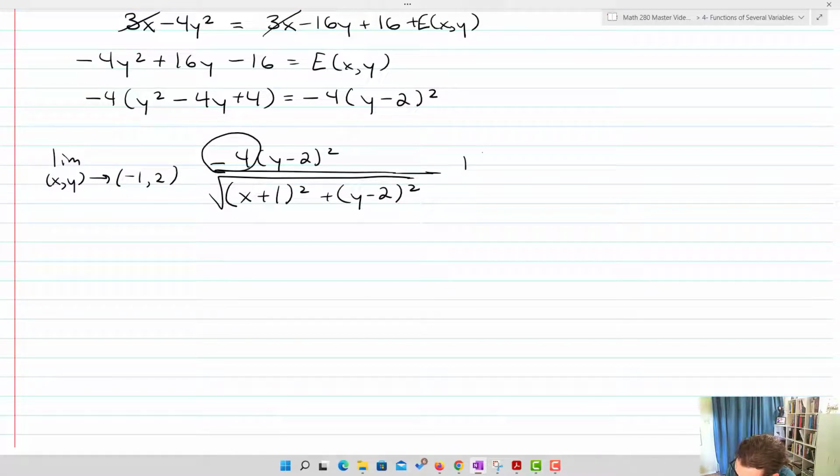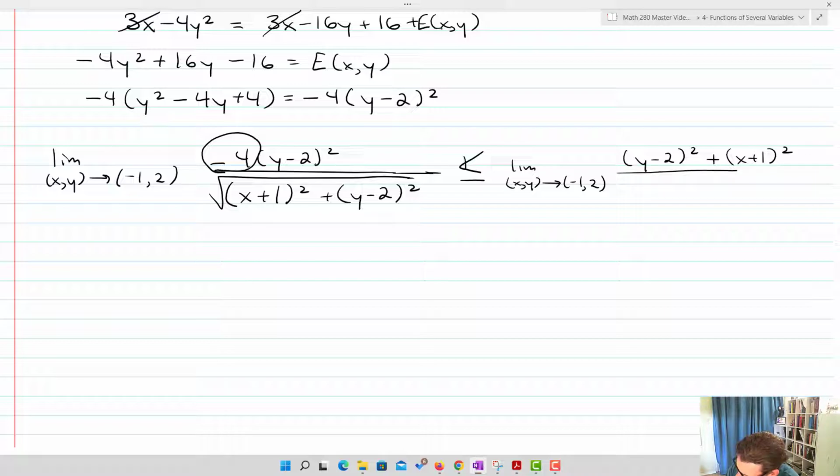So we know that this is going to be less than or equal to the limit as xy approaches negative 1, 2. And let's choose the right 2 values to add together. How about y minus 2 squared plus x plus 1 squared, all divided by the square root of x plus 1 squared plus y minus 2 squared?